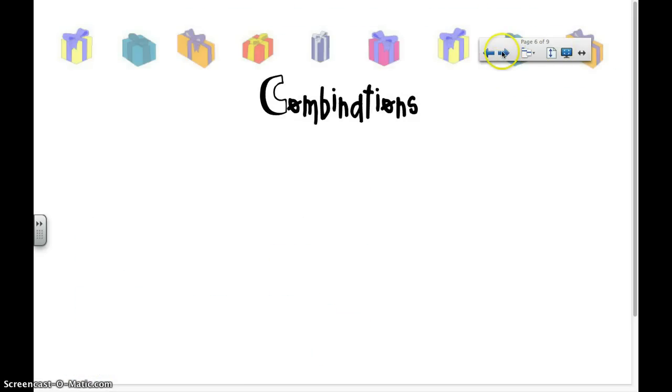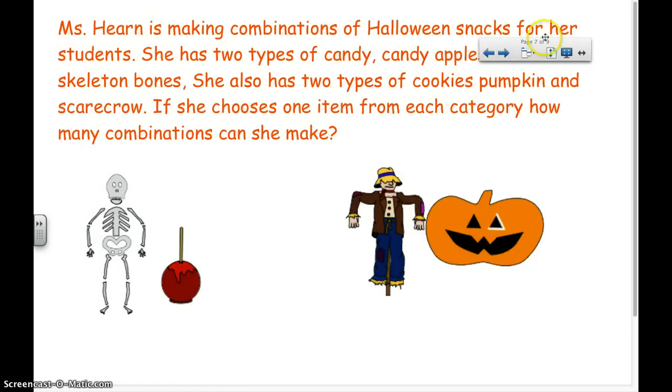Okay, let's talk about combinations now. So, if I'm looking at this, it says Ms. Hearn is making combinations of Halloween snacks for her students. She has 2 types of candy, candy apples and skeleton bones. She also has 2 types of cookies, pumpkin and scarecrow. If she chooses one item from each category, how many combinations can she make?